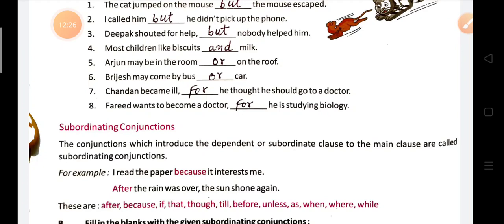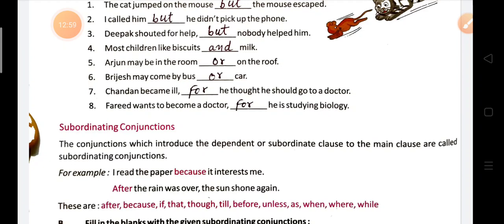So the conjunctions, listen carefully, the conjunctions which introduce the dependent or subordinate clause to the main clause are called subordinating conjunctions. अभी आपको समझाते हैं कि subordinate clause क्या है और main clause क्या है. Okay? Because over here main clause means that is supreme, that is not dependent on other. But another clause, another sentence that is given, that depends on the main clause for its sense, for its meaning. Okay? 1 minute. Now listen.